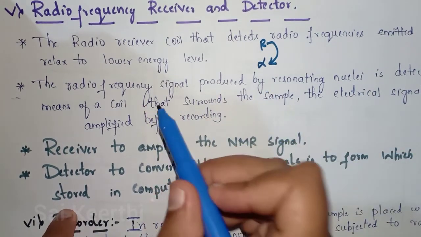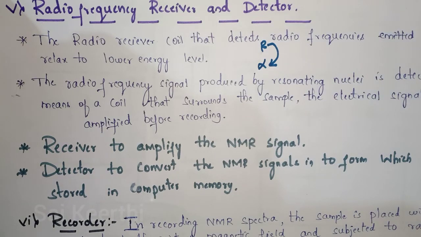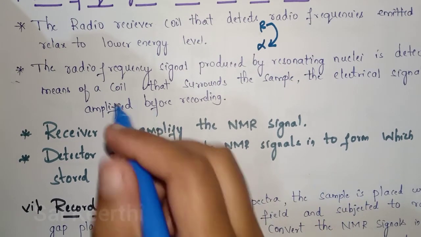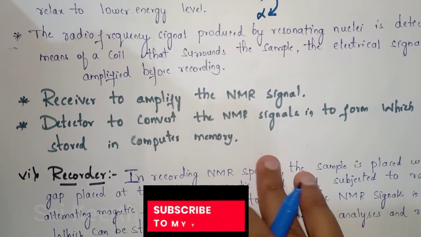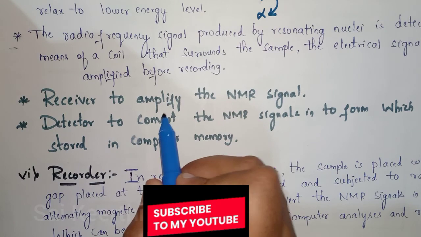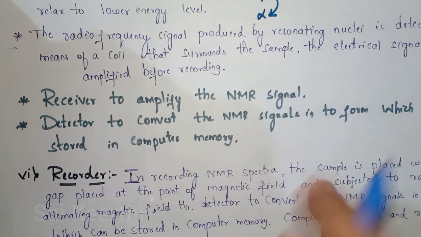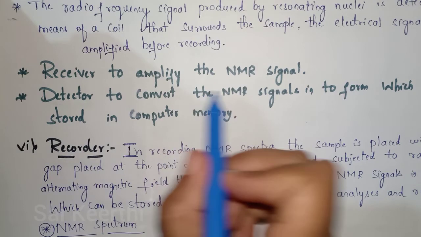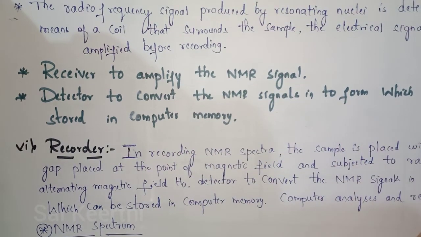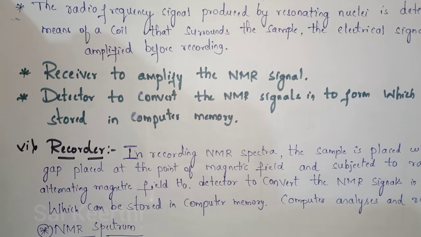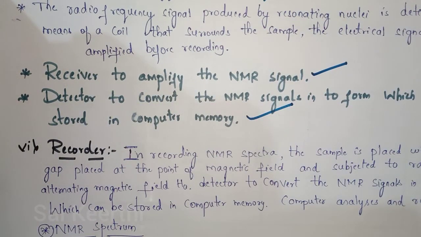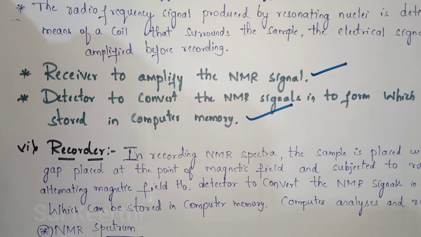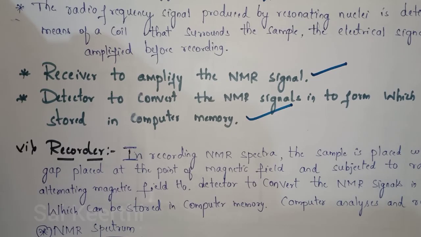The radio frequency signal which is produced by the resonating nuclei is detected by means of a coil that surrounds the sample. The receiver is used to amplify the NMR signal and the detector is used to convert the NMR signal into a form which can be stored in the computer memory. These 2 points are very important. The receiver will amplify the NMR signal and the detector will convert the NMR signals into a form which can be stored in the computer memory.